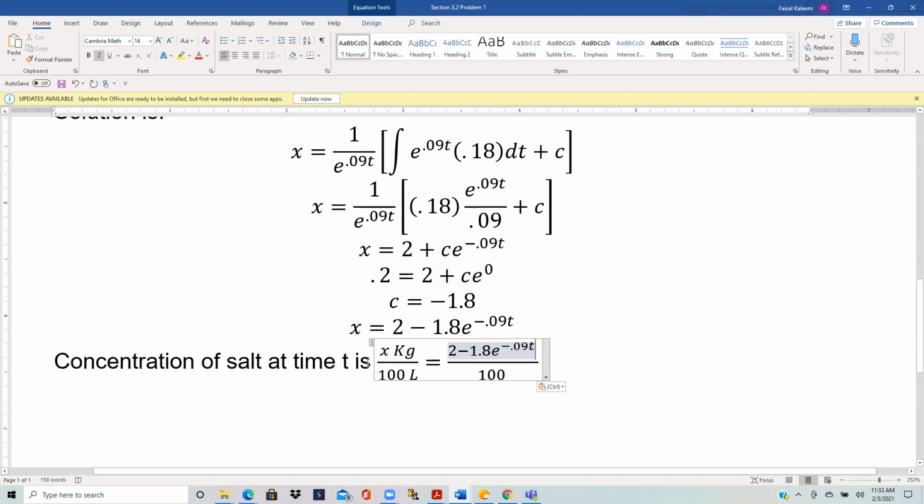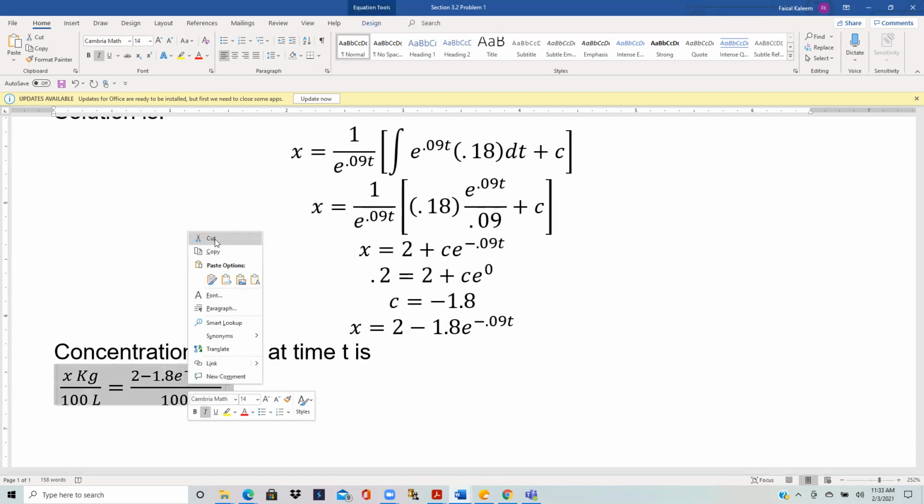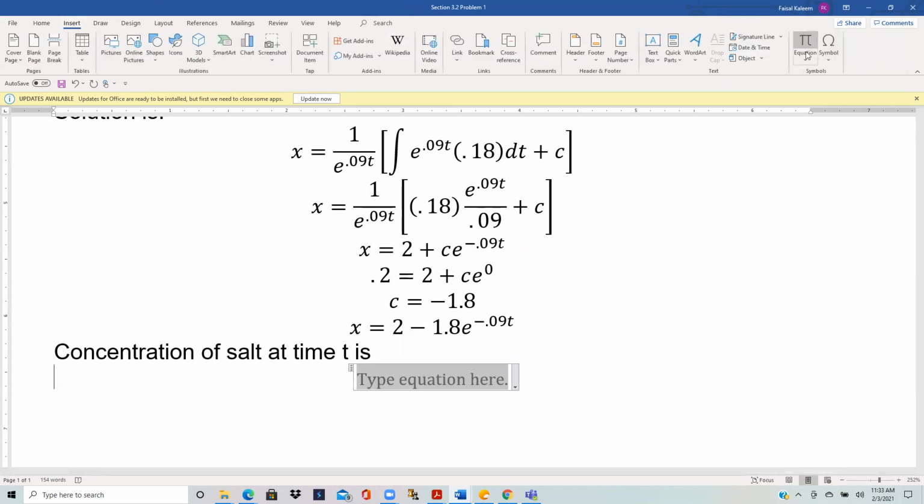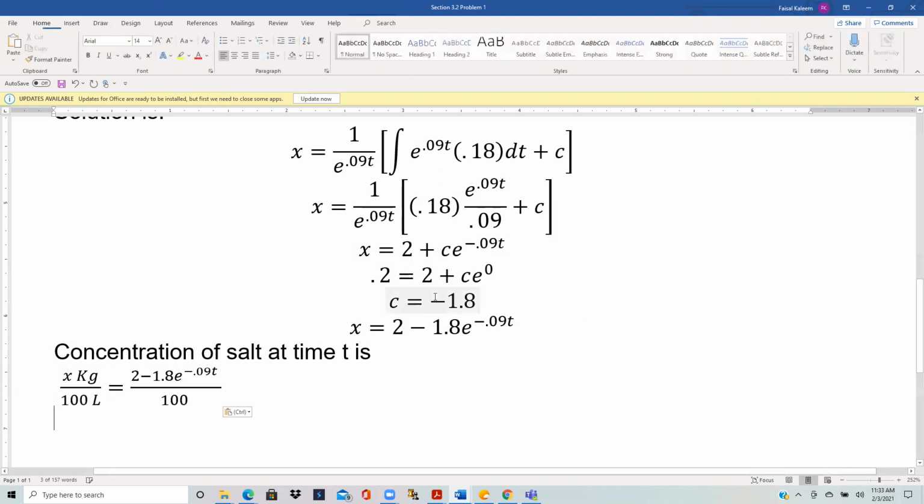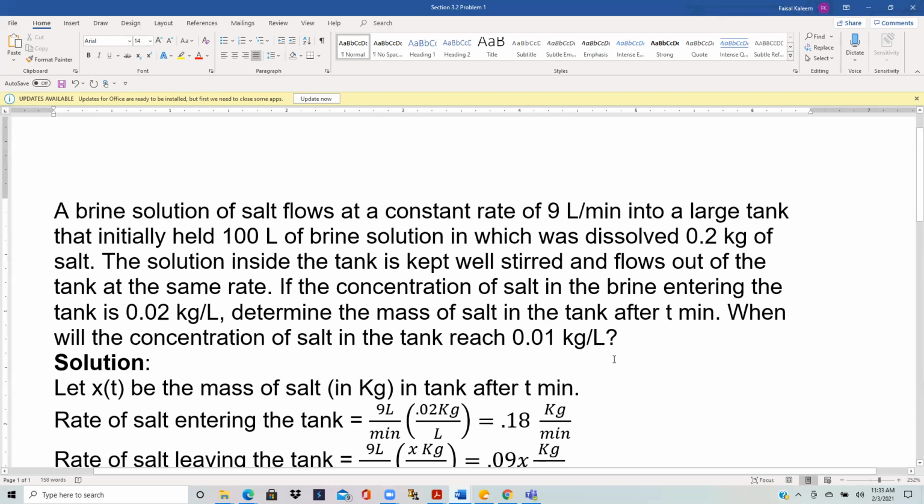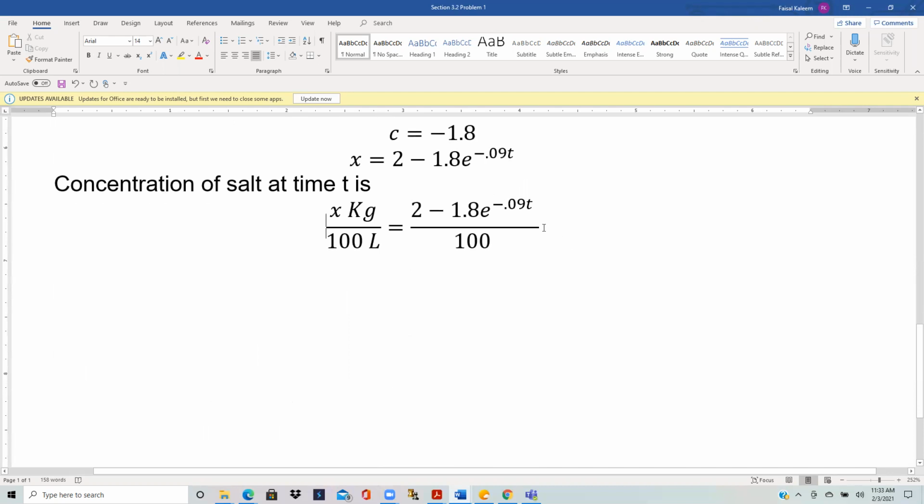Okay. So if we go in the next line, let's see. Why is it not writing it? Okay, let's leave it like that then. All right, now it fixed it. Okay, so x over 100 would be this one. And we want to see when this concentration equals 0.01. So you set this equal to 0.01.